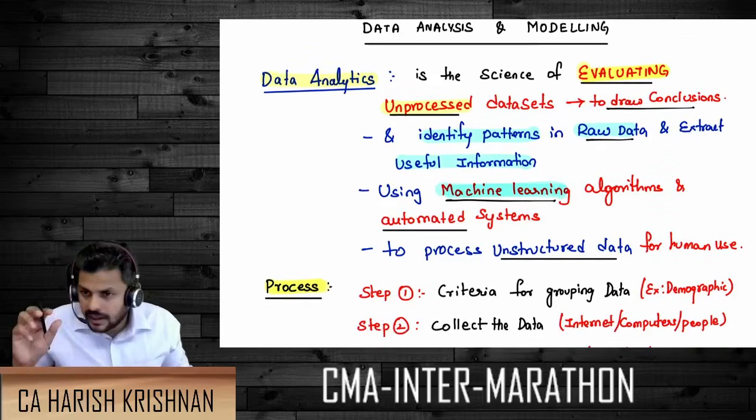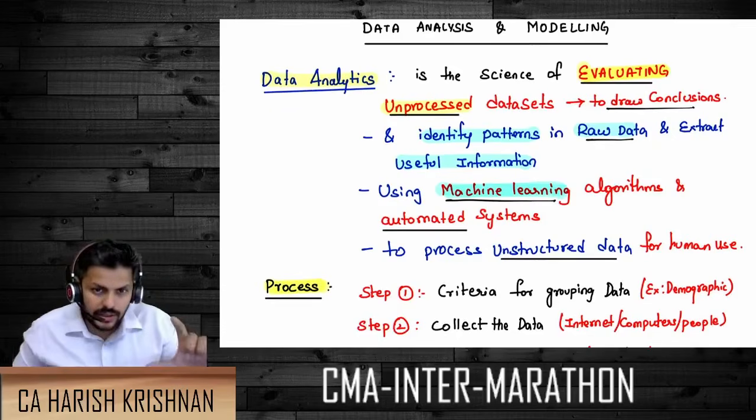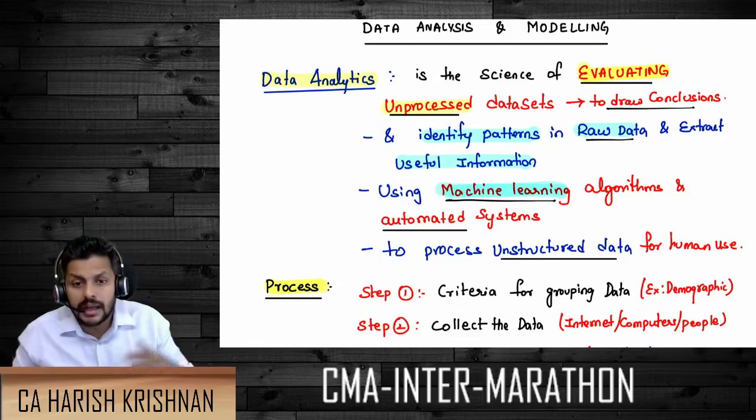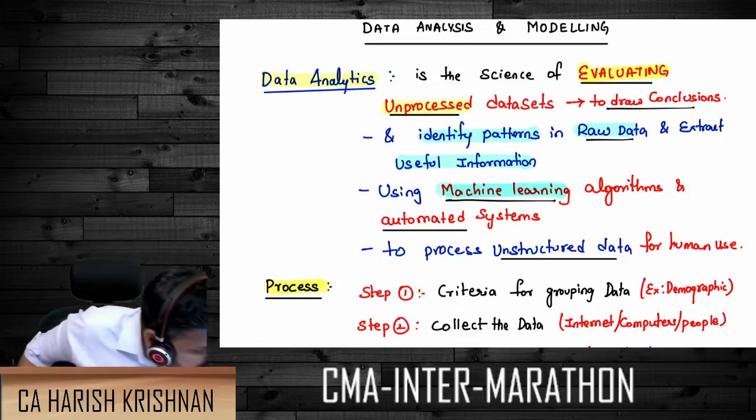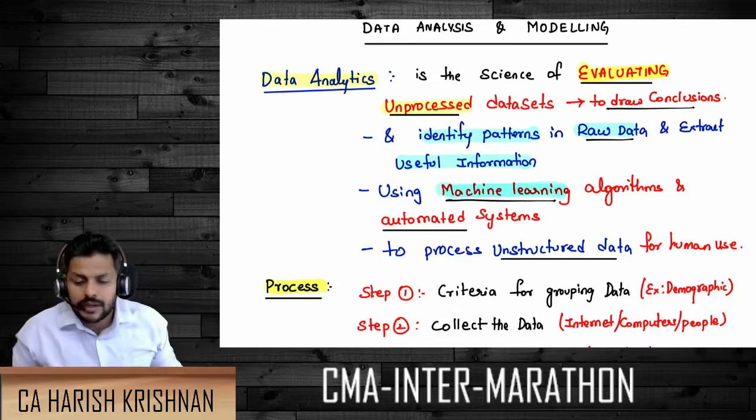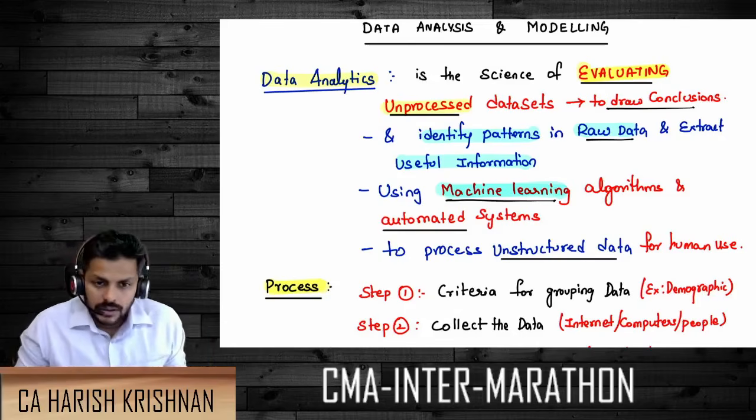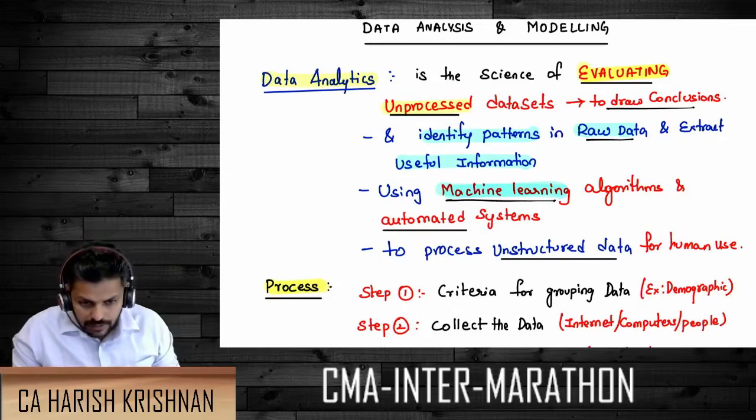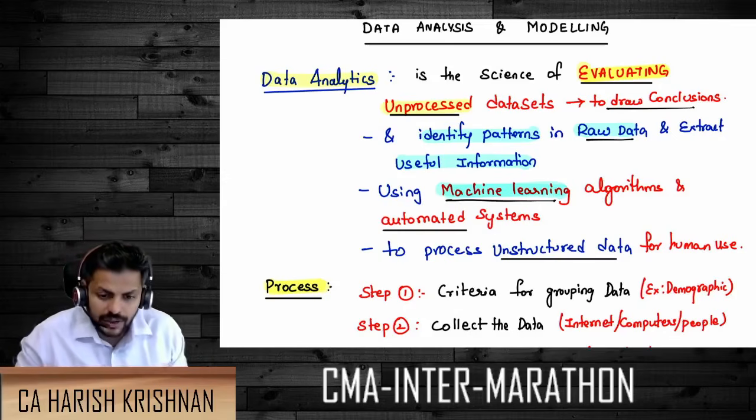You can read it all together as one definition: science of evaluating the unprocessed data sets to draw conclusions and identify patterns in the raw data and extract useful information. Extract what you call useful information using machine learning and other algorithmic techniques so that you can get the right sense of understanding. Okay, so this is the entire story around the concept of data analytics.